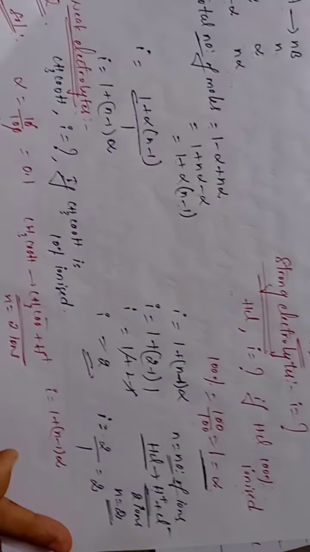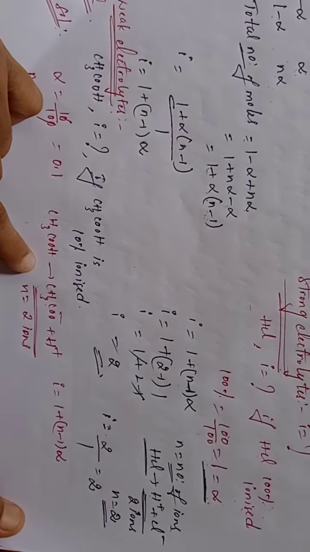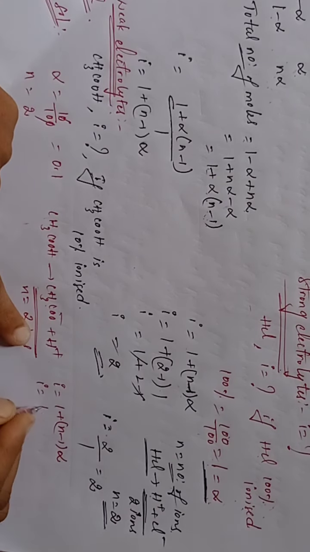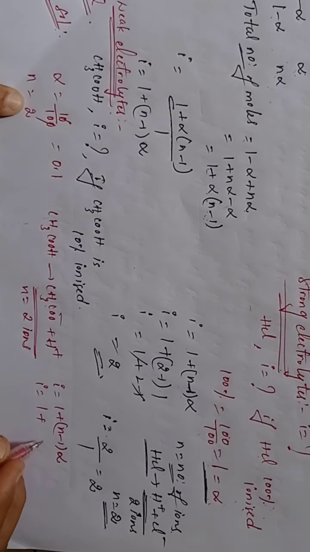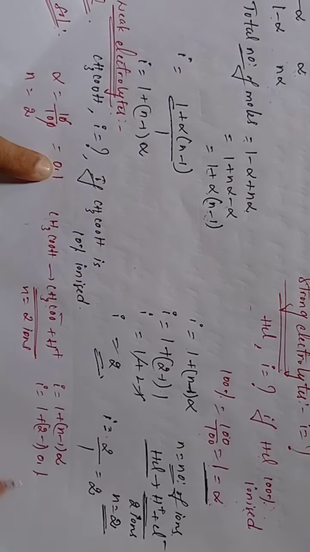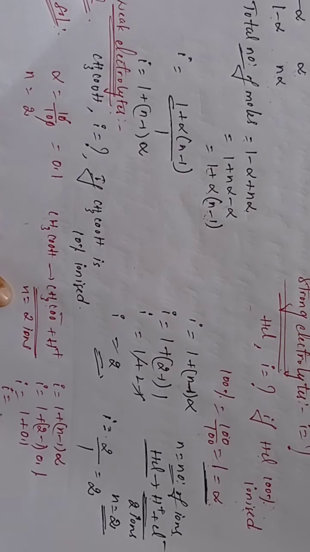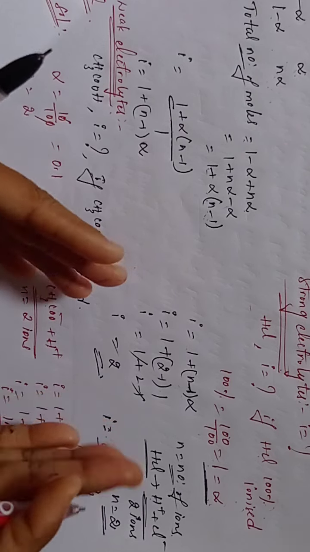Clear? So then what you will get, students, here I is equal to 1 plus n minus 1 into alpha. Now I is equal to 1 plus n, the value is how much, students? 2 minus 1 into alpha value 0.1. Are you understanding? So I is equal to 1 plus 0.1, then I is equal to 1.1, the answer. I is equal to how much, students? 1.1. So this is in the case of dissociation.